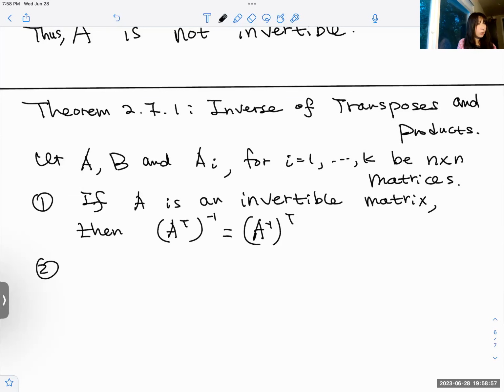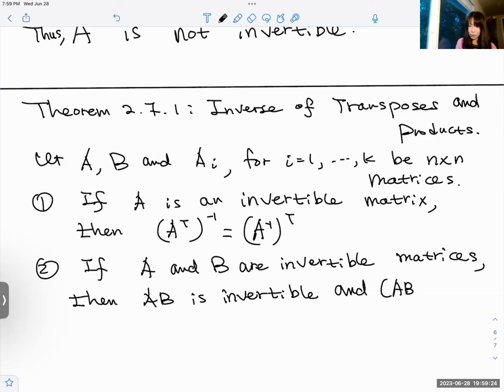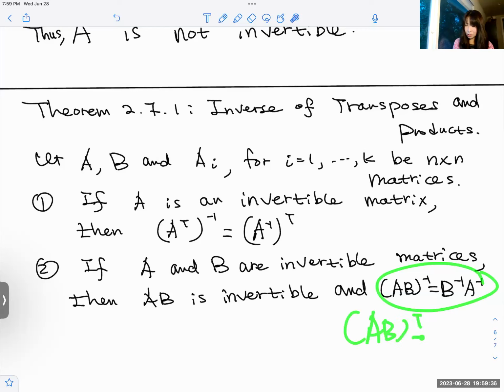And second one, if A and B are invertible matrices, then AB is invertible, and the inverse of AB is B inverse A inverse, right? So this is similar to the transpose. We have transpose of AB, then B transpose, A transpose, right?